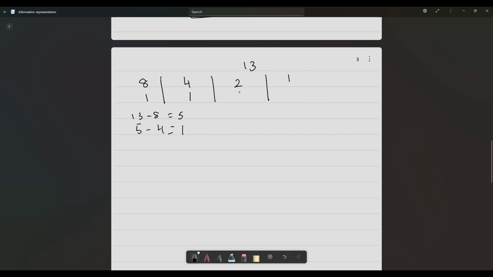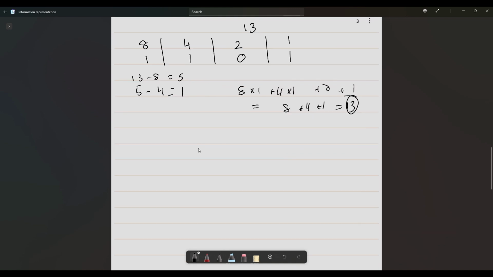So is 1 greater than or equal to 2? No, it's not. So I'll put 0. So then is 1 greater than or equal to 1? Yes, it is. So I'll put 1. So again, if you do 8 into 1 plus 4 into 1 plus 0 plus 1, you will get 8 plus 4 plus 1, which is 13. That's successful conversion.